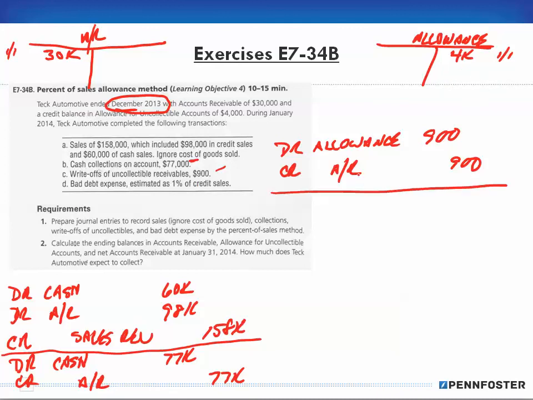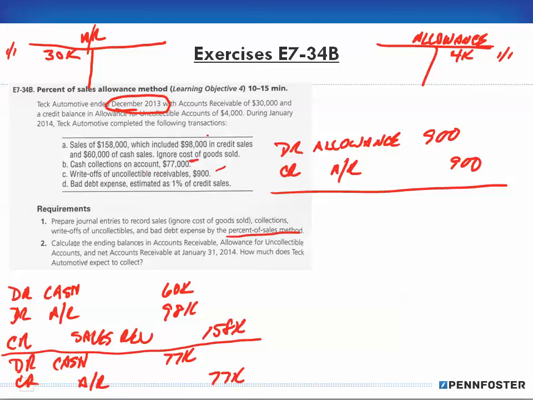Okay, so then D, bad debt expense is an estimate of 1% of credit sales. Okay, so what were our credit sales? Now it's the end of the month, and we're closing out the month, and what we're doing is making sure that our accounts receivable is relatively correct by using the percent of sales method. Okay, so we're going to estimate 1% of credit sales.